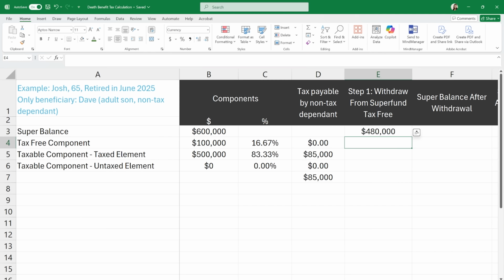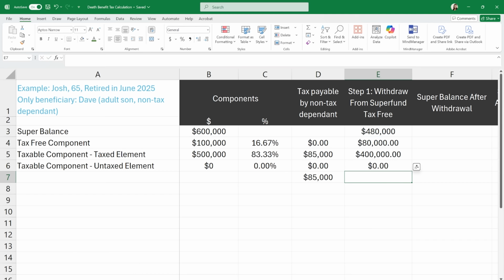It's important to know that any lump sum withdrawals or pension payments from super follow the same proportion of tax-free and taxable components as the overall balance at the time of withdrawal. So when Josh withdrew $480,000, 16.7% or $80,000 came from the tax-free component, while 83.3% or $400,000 came from the taxable component.